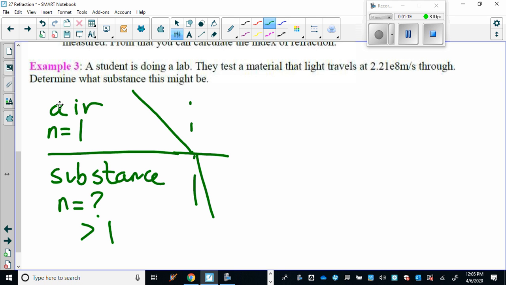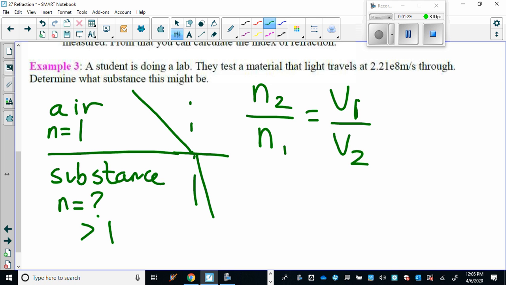So we can go right to our formula, which says N2 over N1 equals V1 over V2. Plug the numbers in. Again, to reiterate, the N2 and the 1, they're always opposite. In all the other permutations of this formula, the 1 is on the top and the 2 is on the bottom. So the velocity 1 corresponds to the air.